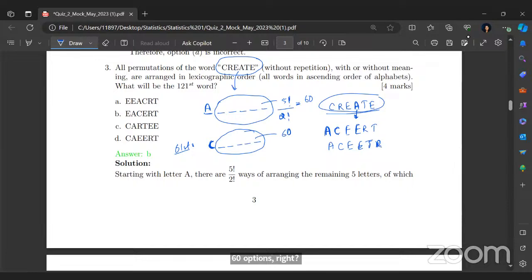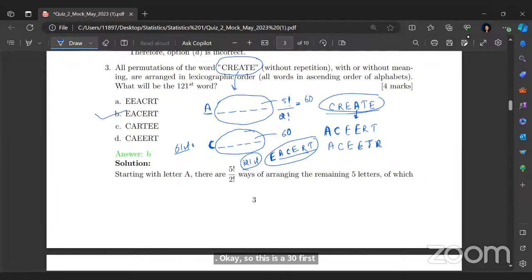Now we are asking for the 121st word. The 121st word always starts from E. So you will start with E and then you will go in the lexicographic order. So you will have A, you will have C, you will have E, you will have R, you will have T. So this is your 121st word, which is option number D.